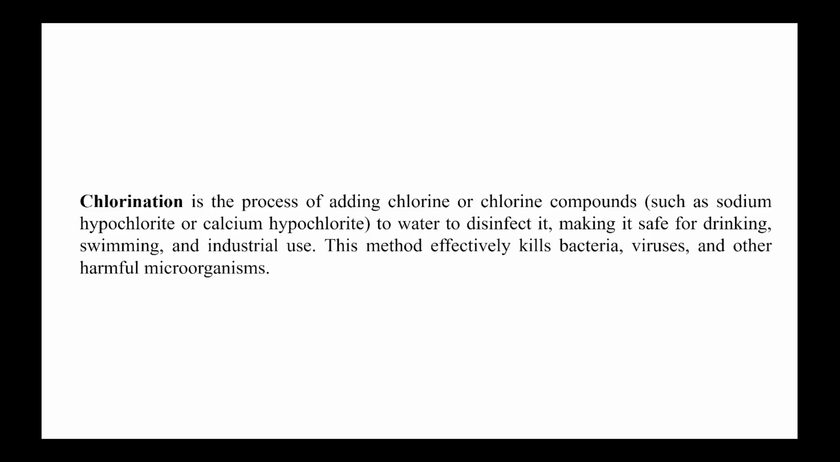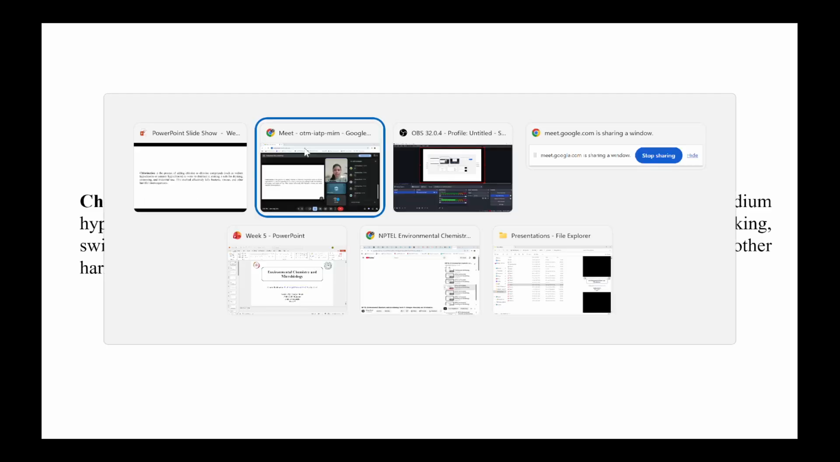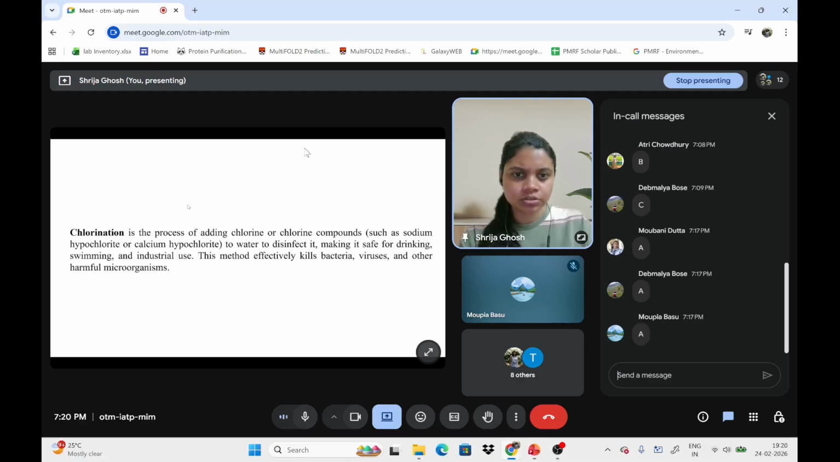Chlorination is a process of adding chlorine or chlorine compounds such as sodium hypochlorite or calcium hypochlorite, which is bleaching powder, to disinfect the water, making it safe for drinking, swimming, and industrial use. This method effectively kills the bacteria, virus, and other harmful microorganisms. We'll discuss more about chlorination, the mechanism, and all in the subsequent questions.